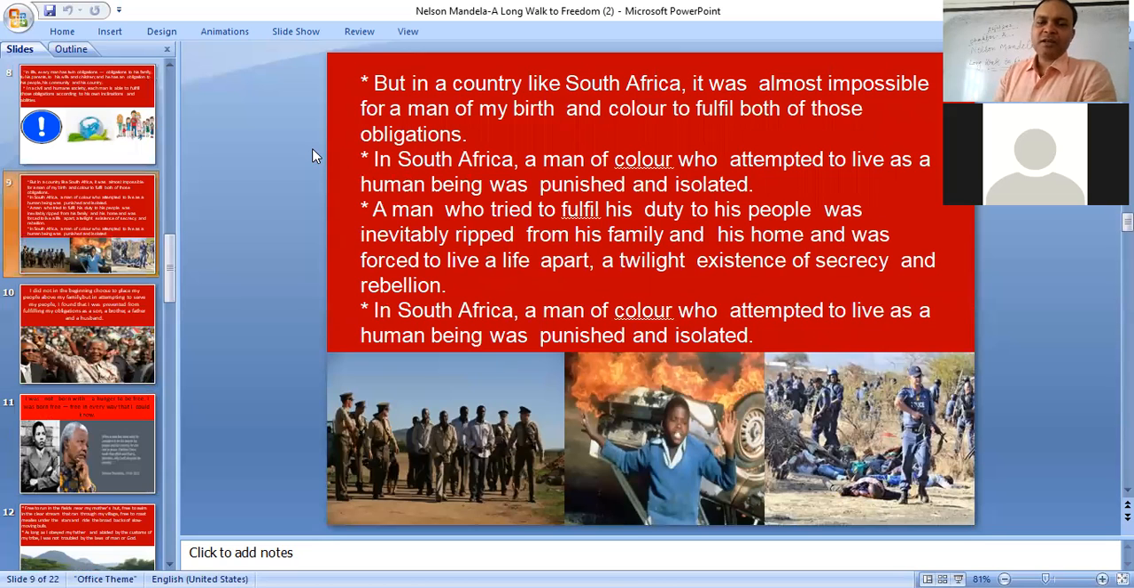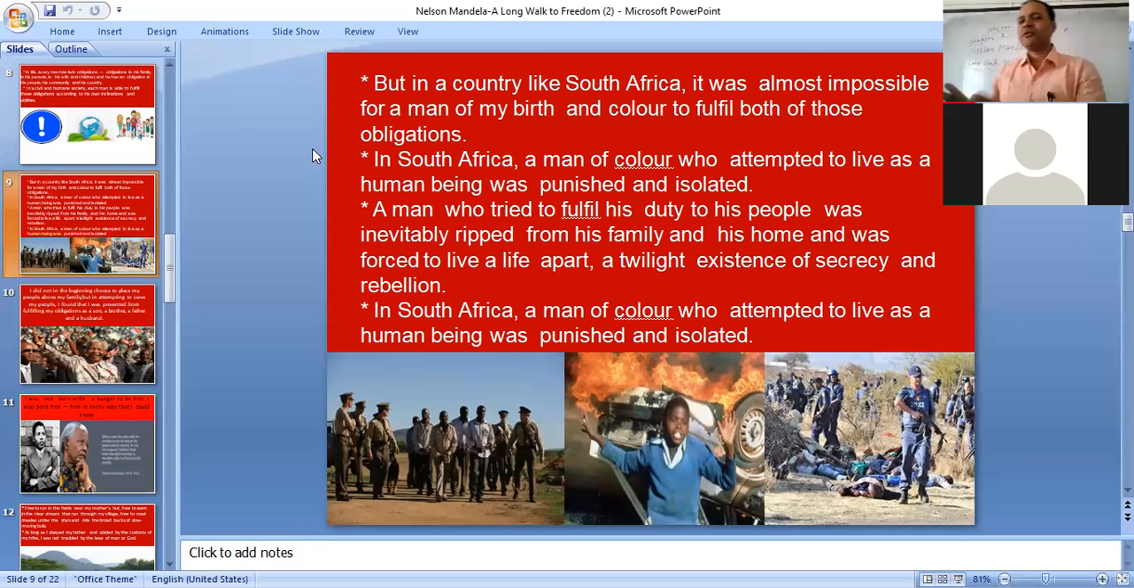But in a country like South Africa, it is also a line of your chapter. It is written here. These are all lines from the speech of Nelson Mandela on the day of the inauguration, the oath-taking ceremony. But in a country like South Africa, it was almost impossible for a man of my birth, of my time and color, to fulfill both of those obligations.